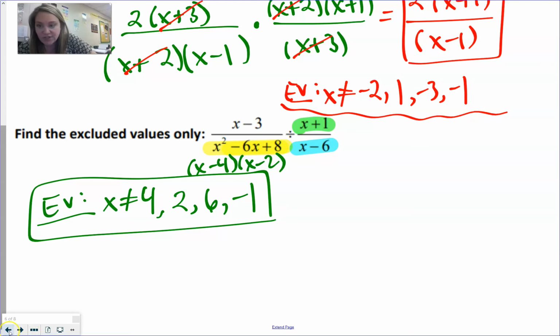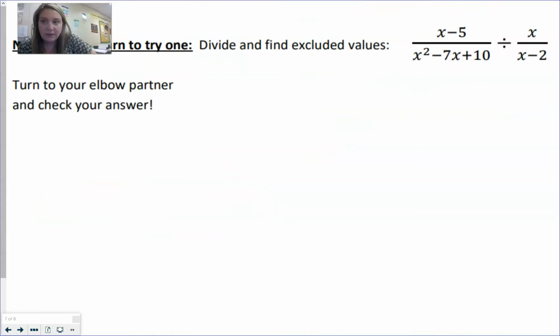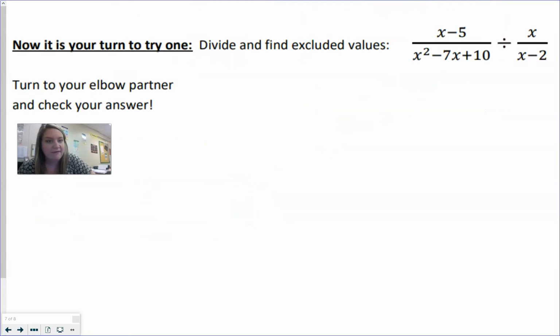Okay, it is time for you to do one. Here we go. So here we have x minus 5 over x squared minus 7x plus 10 being divided by x over x minus 2. So I want you to pause. You're going to divide, and you're going to find your excluded values, okay? So do that. Pause the video right there, and try your own.